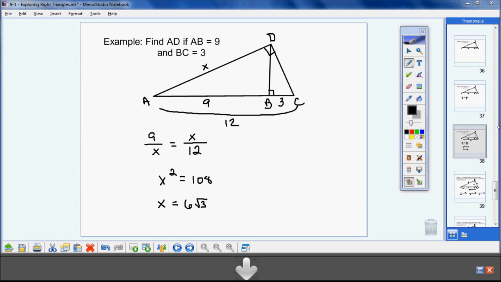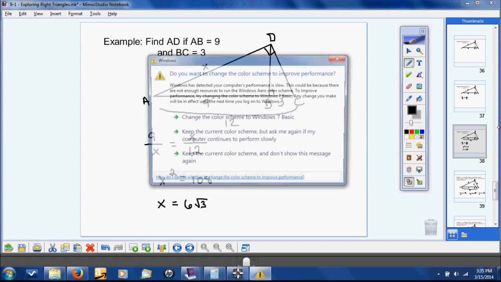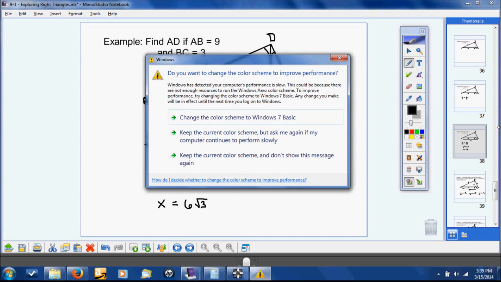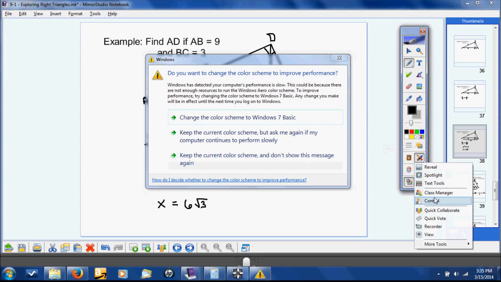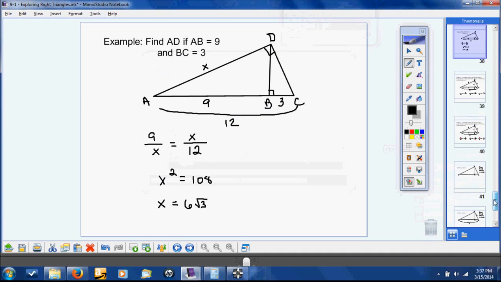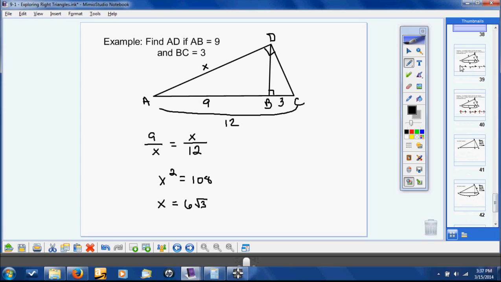Example: find AD if AB is 9 and BC is 3. We have a beautiful picture here. Okay, we have our right angles, a 3 and a 9, x, A, B, C, D. 9 goes with x like x goes with 12. X squared equals 108, so x equals 6 times the square root of 3. Alright, so that's that.